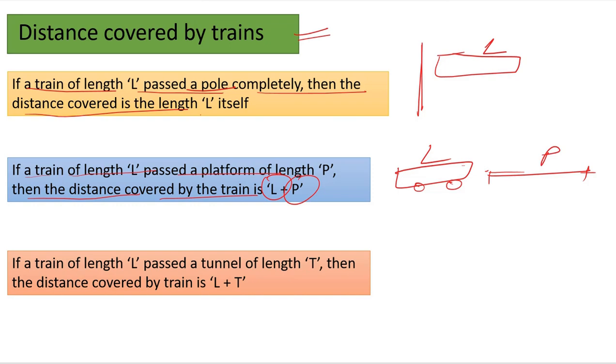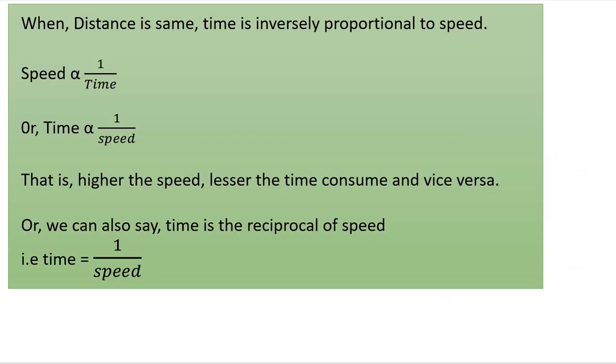Likewise, if a train of length L passes a tunnel of length T, then the distance covered by the train will be the length of the train and the length of the tunnel. So L plus T will be the total distance. In the next slide, when distance is the same, time is inversely proportional to speed. An increase in speed means a decrease in time, and an increase in time means a decrease in speed.